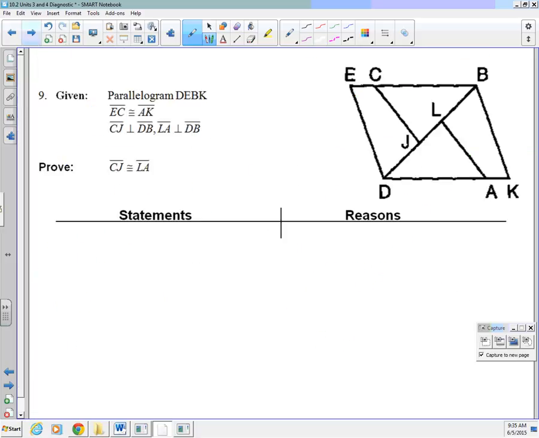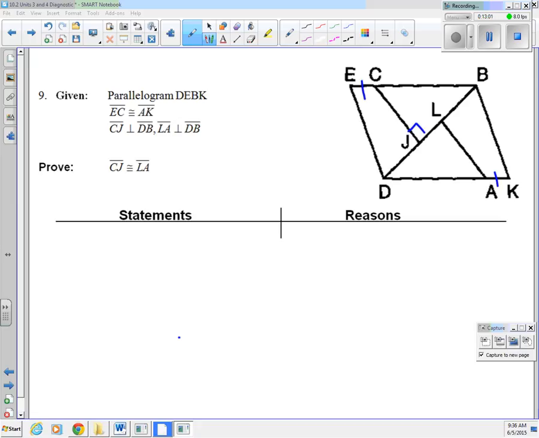All right, one more, and it's a proof. Whew. All right, so we have a parallelogram, and in this case, we're given a parallelogram, DEBK. So we're given a parallelogram, so we can use all the properties we know about it. I have EC congruent to AK, and I have CJ perpendicular to DB, and LA perpendicular to DB. And we'd like to ultimately prove that CJ is congruent to LA.